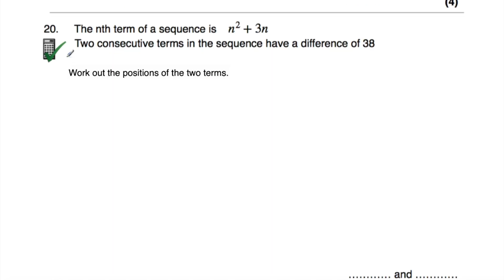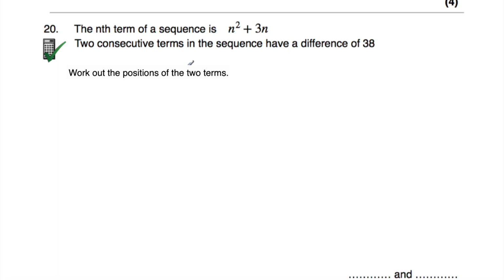And that's it. Okay, let's have a look at question number 20. So question number 20 says the nth term of a sequence is N squared plus 3N, and we're told the two consecutive terms in the sequence have a difference of 38. Work out the two terms. So we're trying to find out which two terms have got a difference of 38.